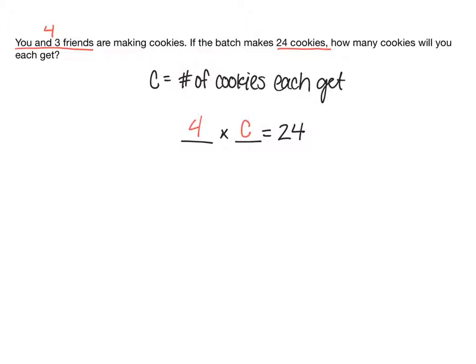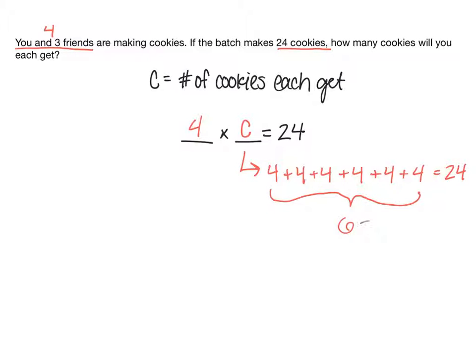The next step is to think to yourself, how many times do I have to add 4 to itself to get to 24? I like to write it down on my paper so I can count how many times I add 4 to find the missing variable. Once you figure that out, you can count the number of 4s you added to find missing variable C. In this case, we added 4 a total of 6 times. Therefore, C equals 6.